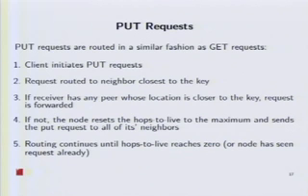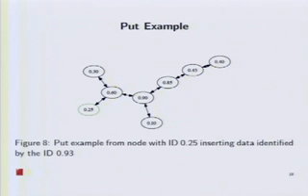This is kind of weird. We think it's mostly for replication, but it's relatively irrelevant to what we're doing with the attack. And again, the routing continues until the hops to live equals 0 or a circular route happens. So here's a quick put example.